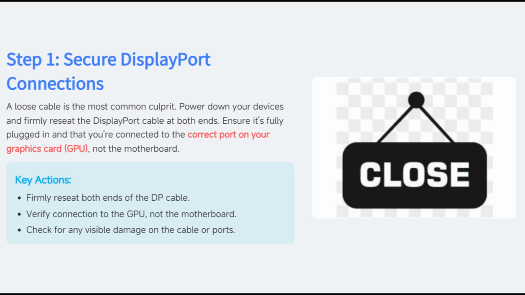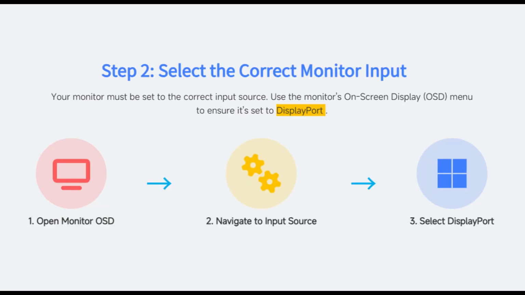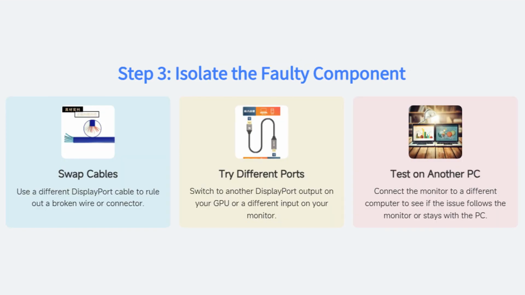Next, you're going to verify the correct input source. Open your monitor's on-screen display OSD menu and confirm that the input source is set to DisplayPort DP, not HDMI or VGA. If your monitor is looking for an HDMI signal while your PC is outputting DisplayPort, you'll see the no DP signal message.